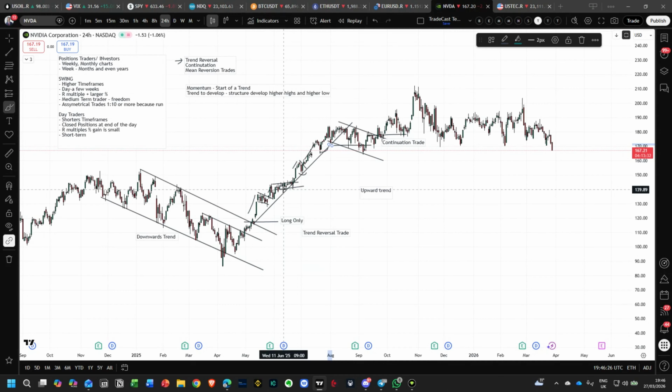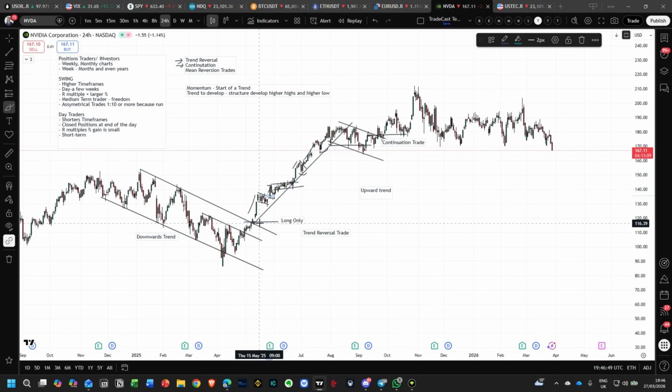How do you do that? Well, you look at continuations in this trend, and this is where trend following comes in. You have the initial move, the dip, and then you have another confirmation candle, or the break of the structure that you've seen here, and that would be a re-entry point to then ride the trend higher.